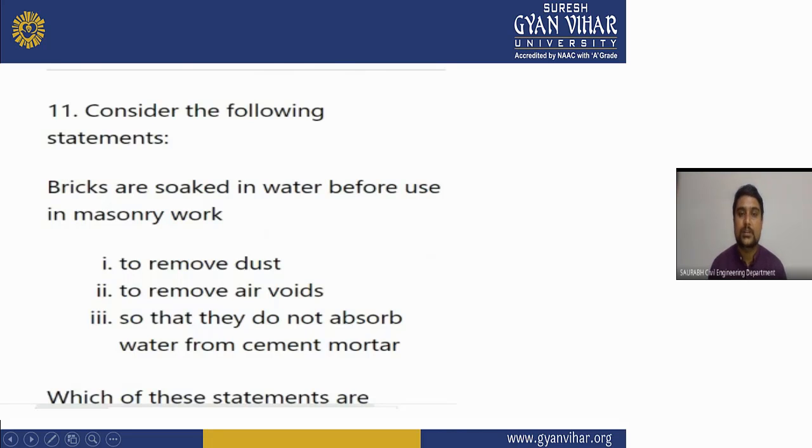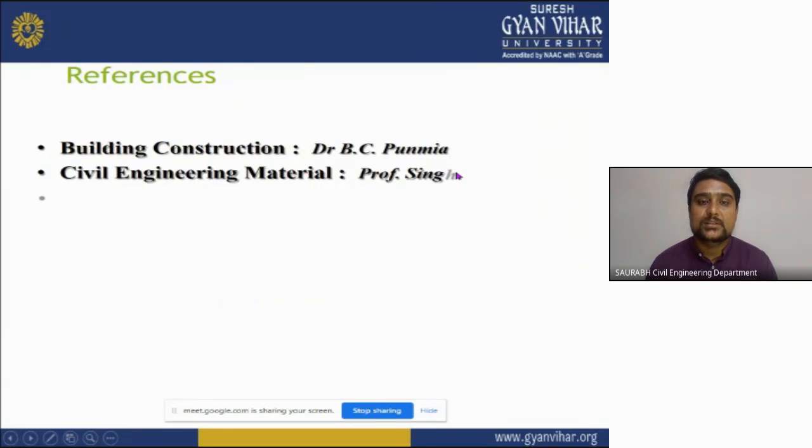And that is not a question, and this was all about today's MCQs. And now it is the time to give the references. There are also two books. The first one is Building Construction, which is written by V.C. Punmia. The second one is Civil Engineering Materials, which is written by Professor Singh.